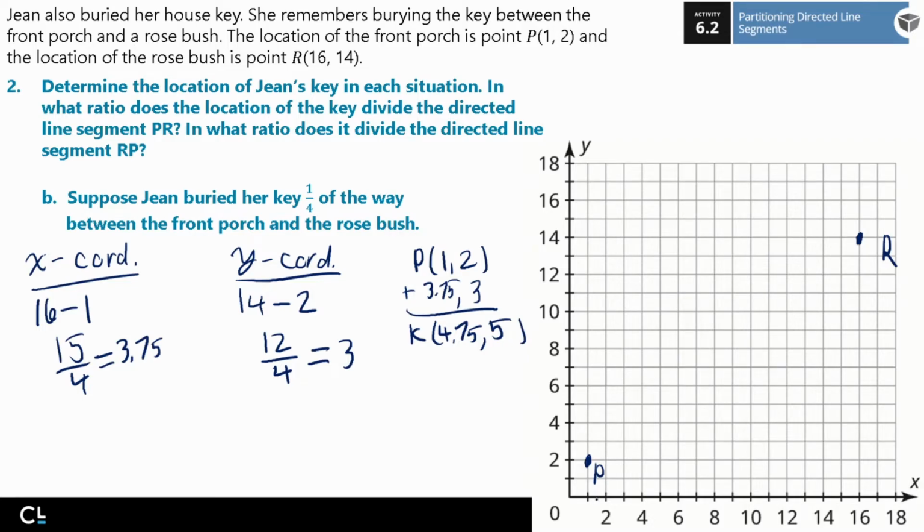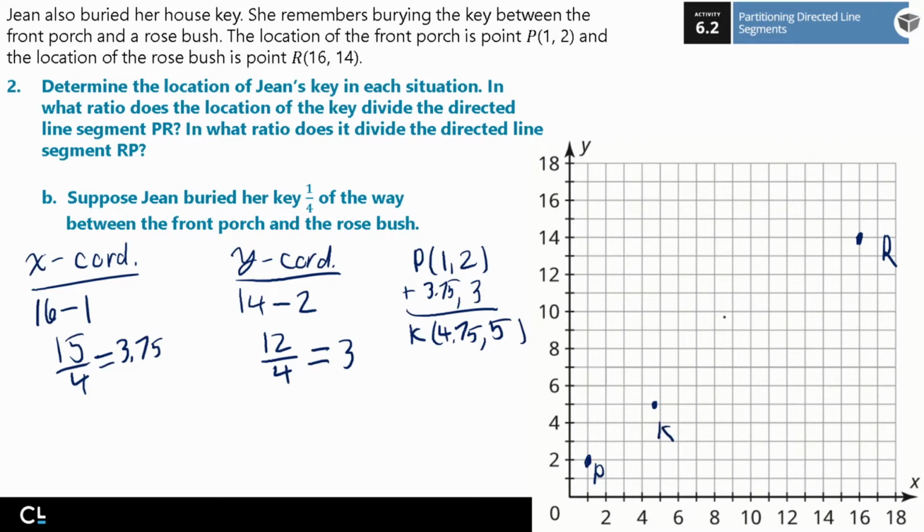We partition this line, so let's go to that point. 4.75 is around here, and we go up 5. About there, and this is going to be point K.